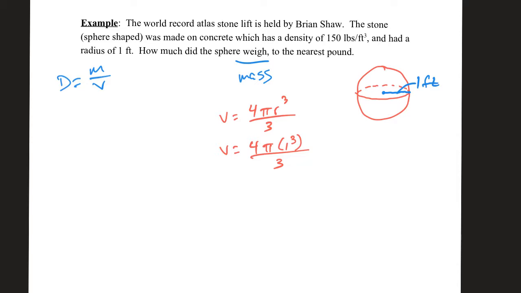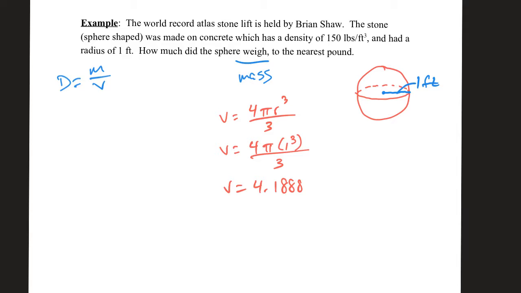Okay, and I'm going to leave this in terms of pi for right now. Actually, no, that's a horrible idea. Let's just use the decimal version. My apologies. So V, and I'm just going to take this out to 4 decimal places. So this is going to be 4.1888. Okay. Now we have our volume.